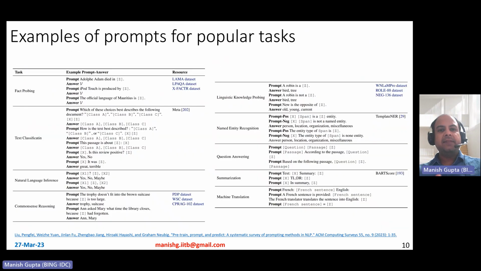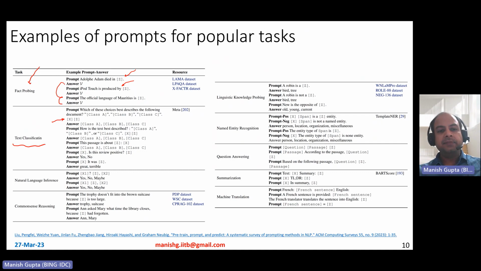Okay. Here are some example prompts for popular tasks. So let's say for fact probing, the prompt could be Adolf Adam died in Z, and iPod Touch is produced by whom. The output answer set is the entire vocabulary in these cases. Text classification: which of these choices best describes the following document? And you can have class A, class B, class C as part of the prompt, and then you have X, comma Z. So essentially X is the document and Z is to be filled. This is also very useful for various kinds of classification tasks where you want to describe the class categories also as part of the prompt.